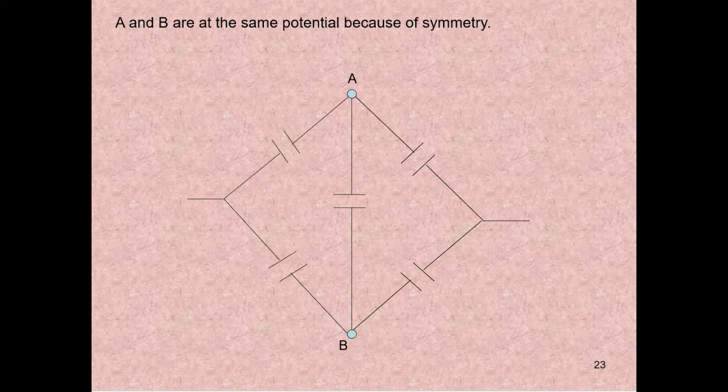See, A and B are at the same potential because of symmetry. The equivalent circuit is this. This capacitor can be removed because it is not going to get charged. So this is now the equivalent circuit. Now it is easy. These two in series, these two in series, then the two series in parallel. Now you can try the answer.